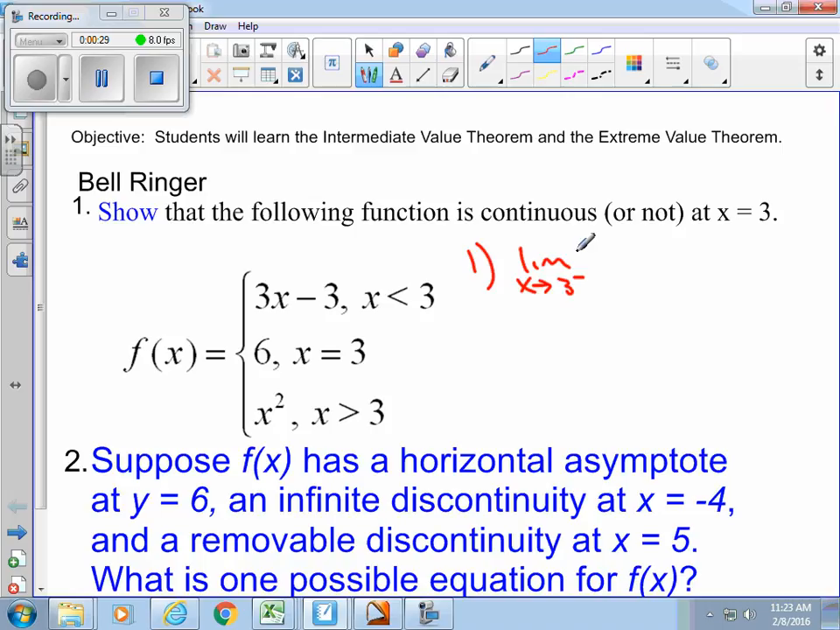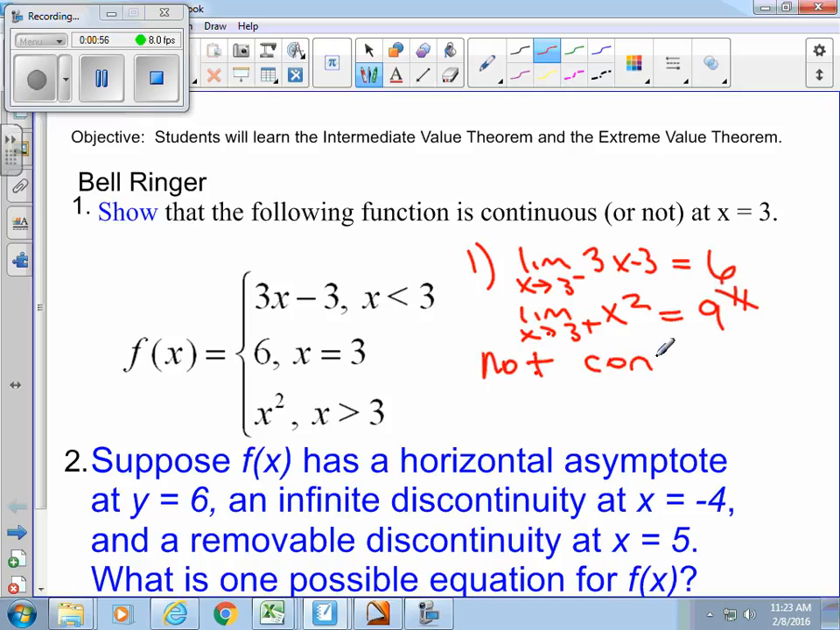left of 3x minus 3. Why would I pick 3x minus 3 if I'm coming from the left? That's from the left, right? And that's 6. Does everyone agree? Agreed. The limit as x approaches 3 from the right would involve this. Not equal, not continuous. Do I need to go on any more?